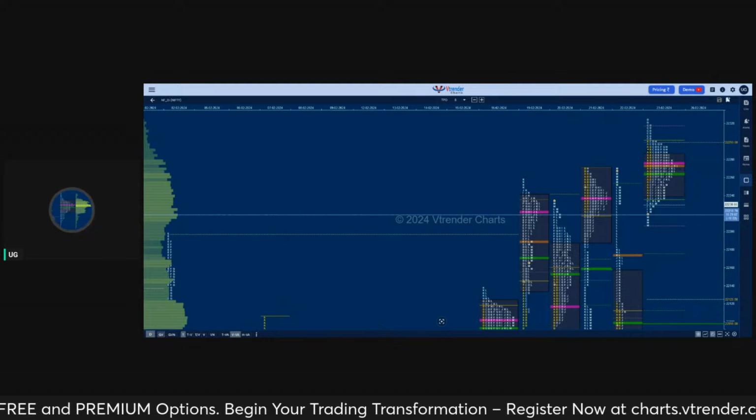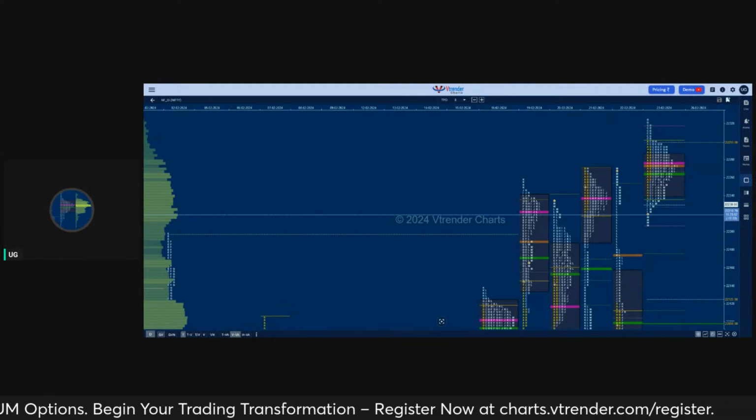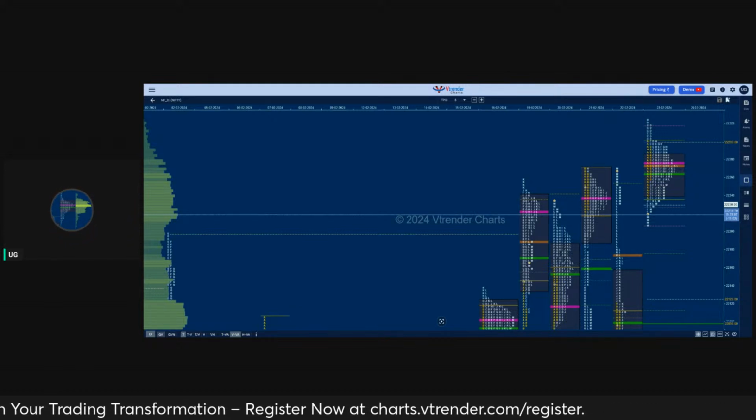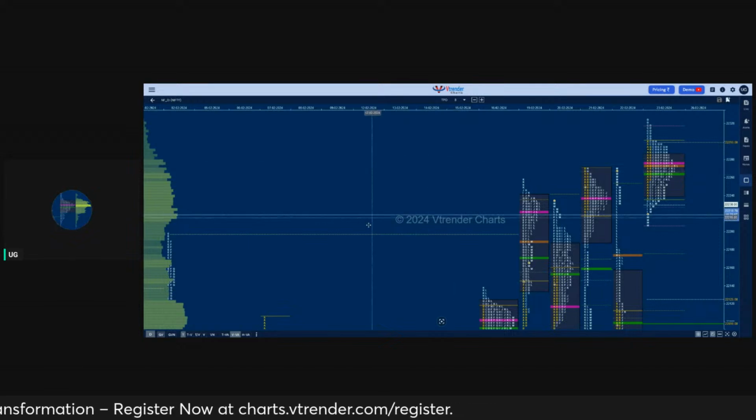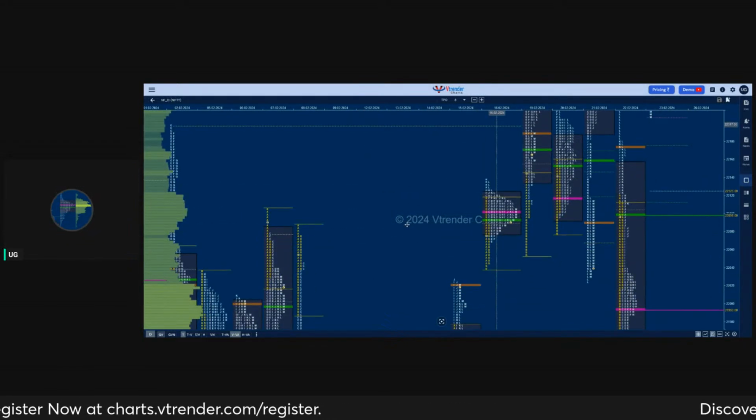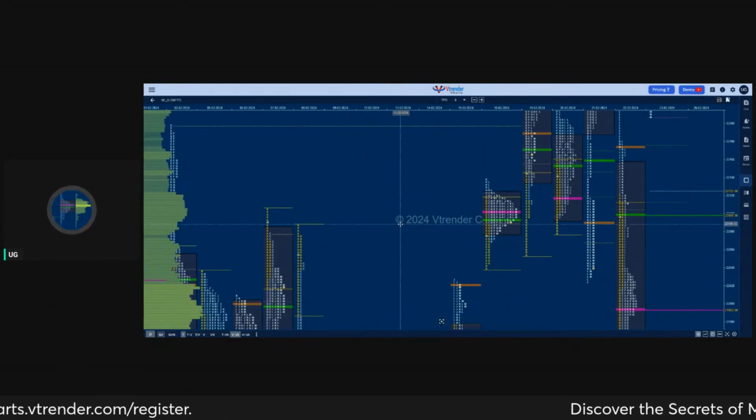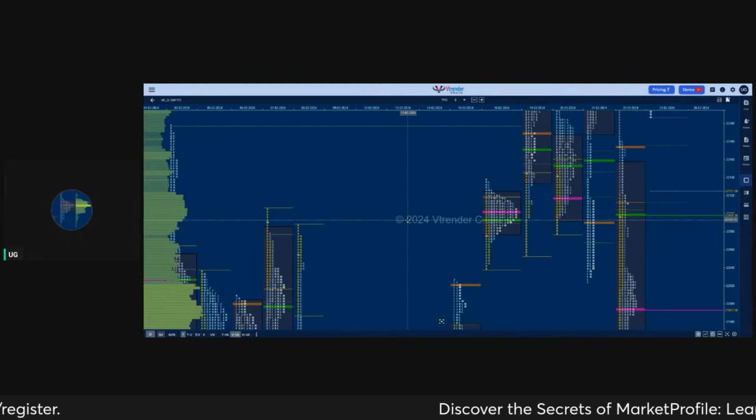Okay, guys. So we have the market profile chart of Nifty on screen. This is the Nifty futures. And before we start with what happened this week, let us see how we closed the previous week.